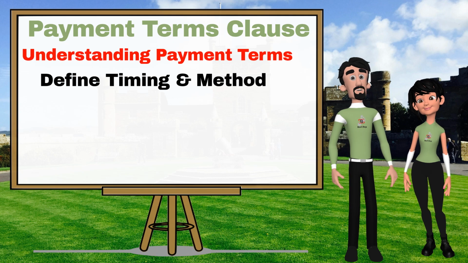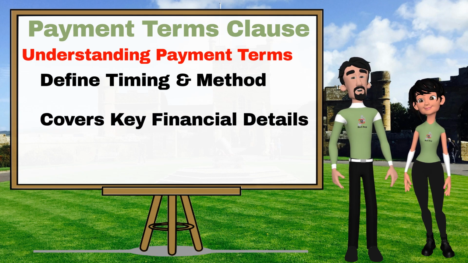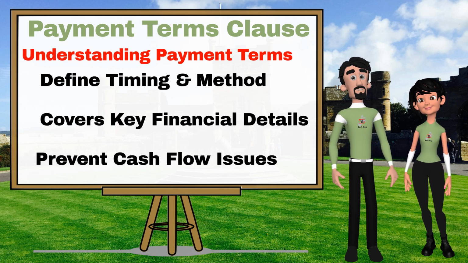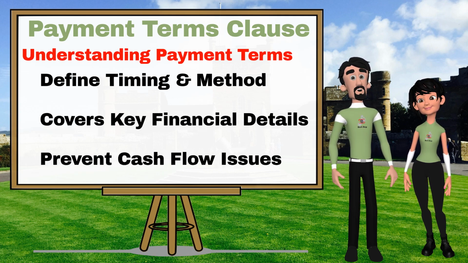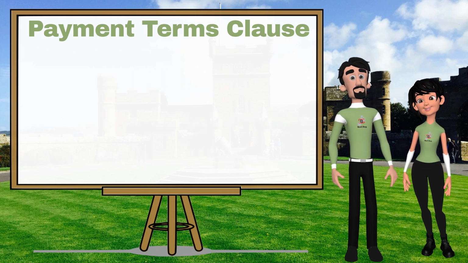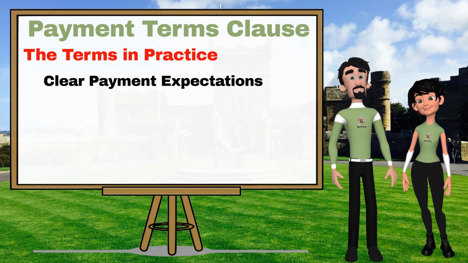Typically, they specify the payment schedule, due dates, payment methods, and any penalties for late payments. This helps both parties manage their cash flow and avoids confusion around financial obligations. So, it ensures that both parties know when and how payments should be made.